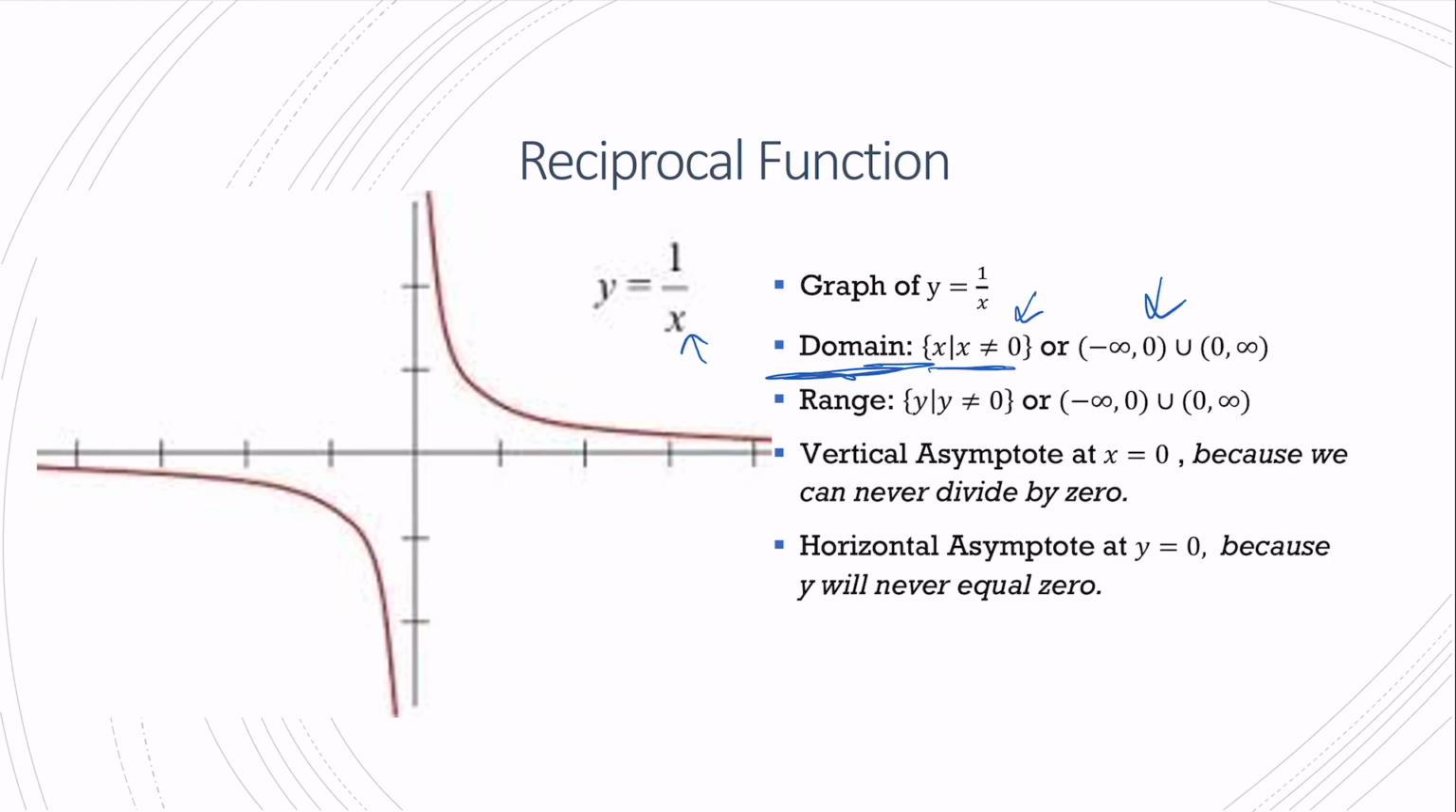And our range is y such that y doesn't equal 0, because since my numerator is 1, I can never have my function equal 0 because it's never going to be 0 on top. So we've got a vertical asymptote at x equals 0 because we can never divide by 0. An asymptote is a line that you cannot cross. And then we've got a horizontal asymptote at y equals 0, this line, right? Because my function's outcome will never be 0.